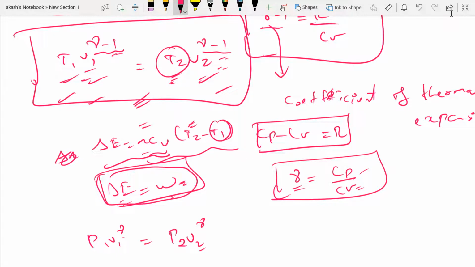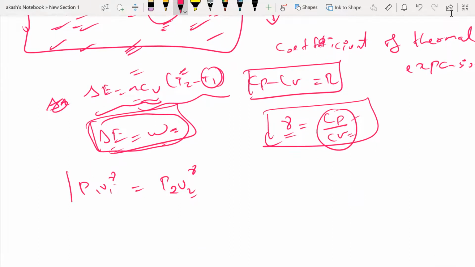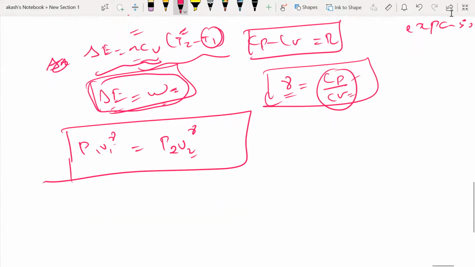Again, you know what gamma is. Gamma is nothing but CP by CV. Or I can also write gamma as R by CV plus 1, from this. So that is another relationship you can remember. P1 V1 power gamma is equal to P2 V2 power gamma.